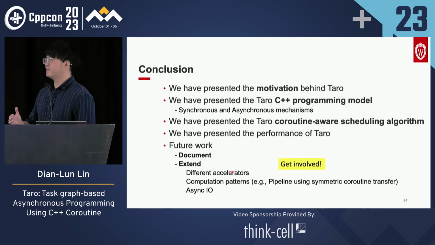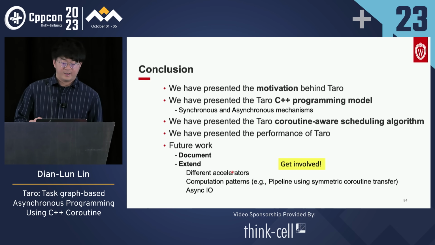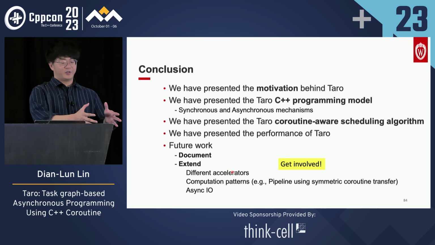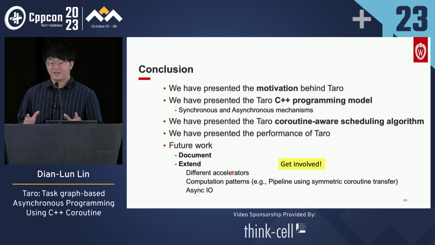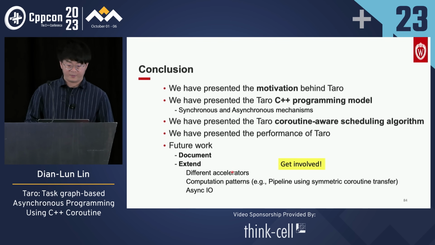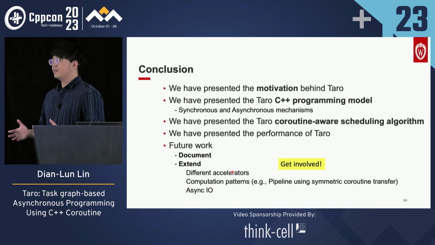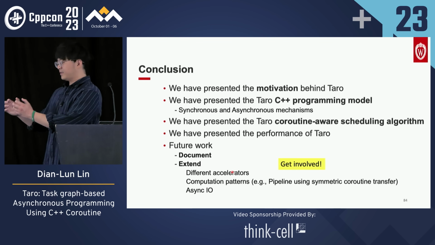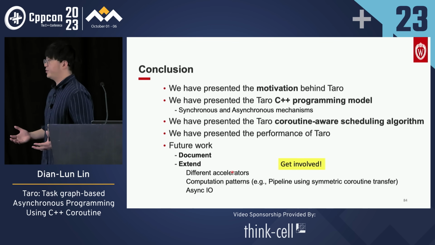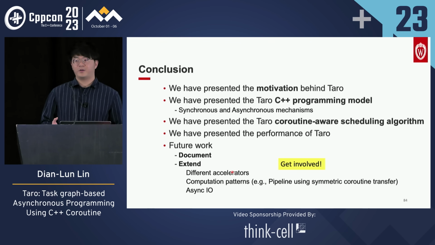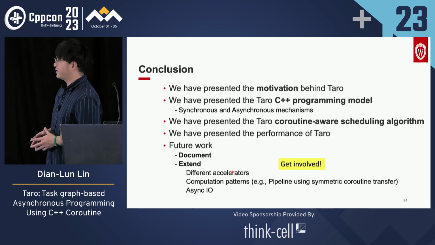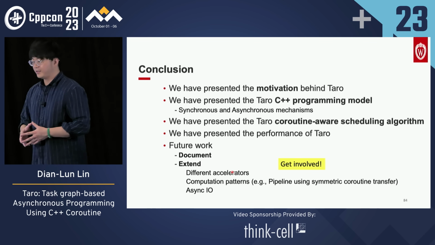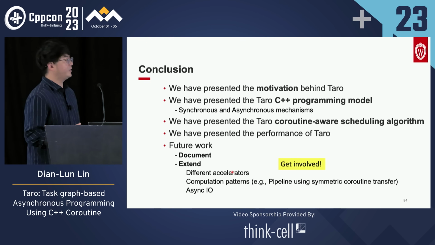Of course, I want to support different accelerators. And one interesting thing is that Taro is not just heterogeneous computing, not just CPU and GPU computing. There are lots of interesting things you can do with C++ coroutines. For example, like I mentioned, you can use the properties of C++ coroutines, like resume and suspend, to describe different computation patterns. For example, this pipeline computation pattern, we can try to use symmetric coroutine transfer to describe this kind of task graph, which is very interesting.